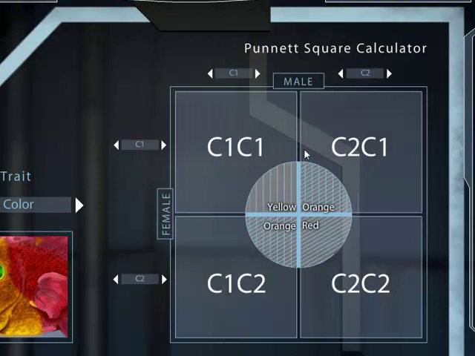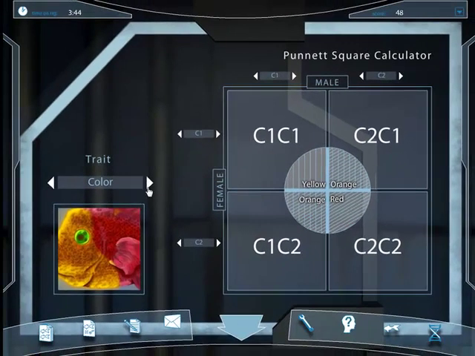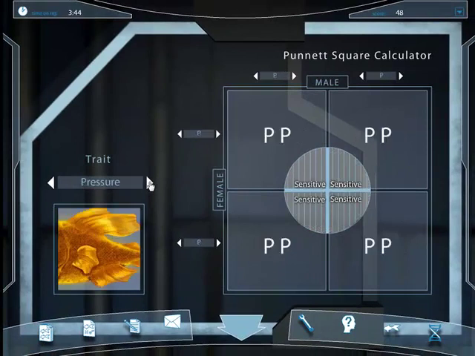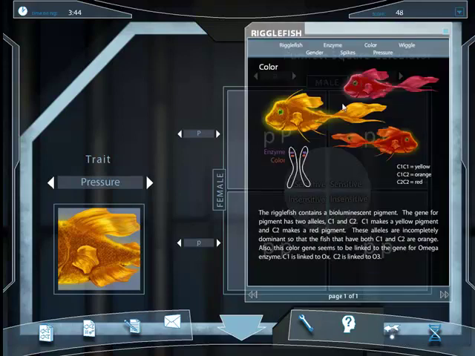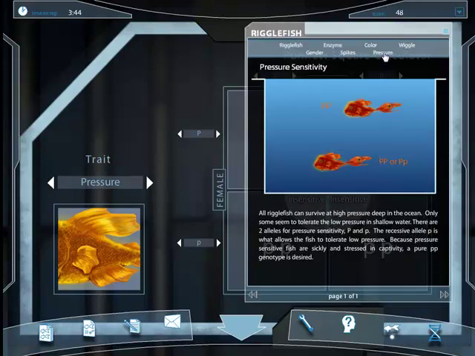However, by reading the information resources and playing with the Punnett square, players discover that 2 orange fish can produce yellow offspring. By breeding 2 orange fish captured in shallow waters, players can obtain a yellow fish that is pressure insensitive. Players develop and share further strategies to obtain the target fish. There are many different ways to get the target fish, but players must work quickly before the lab is discovered by enemy agents.